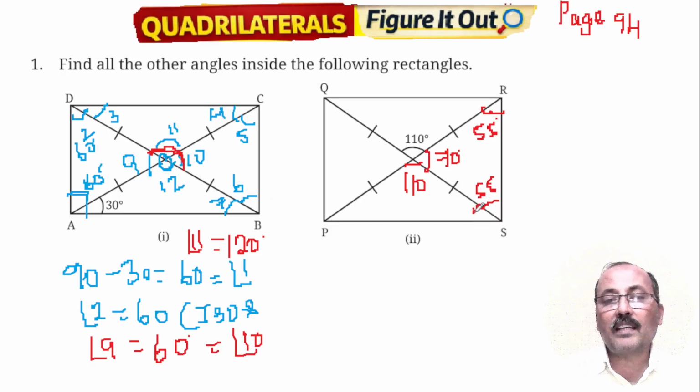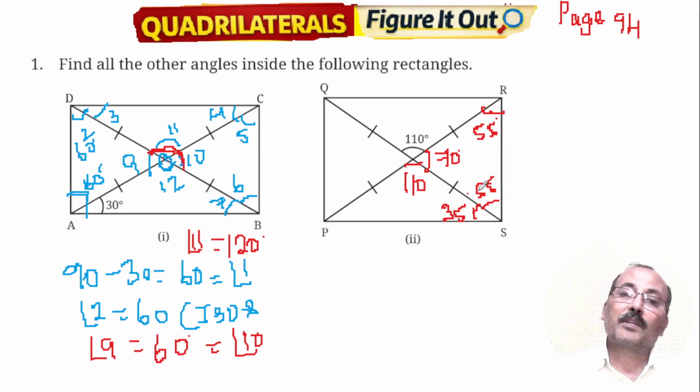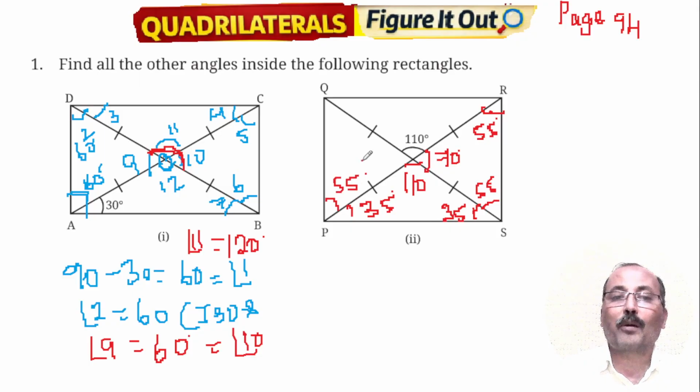Then how much must this be? 35 degrees. Why 35? Add it: 55 plus 35 is 90. Yes, it should come to 90 degrees. Then this also must be 35 degrees. We can go one round just like that by writing. If it is 35, this must be 55, by the 90-degree property. Then this also must be 55. If it is 55, this must be 35 degrees.